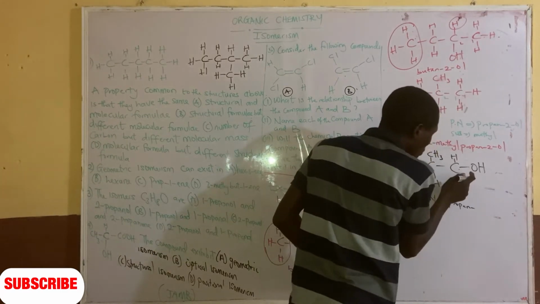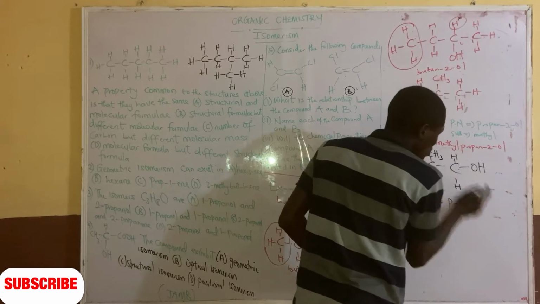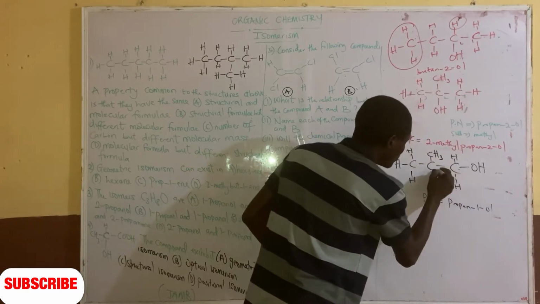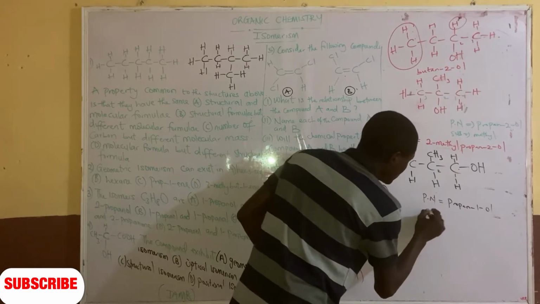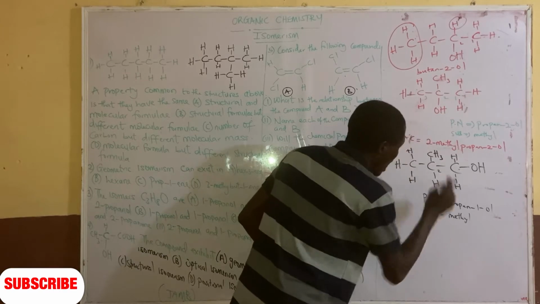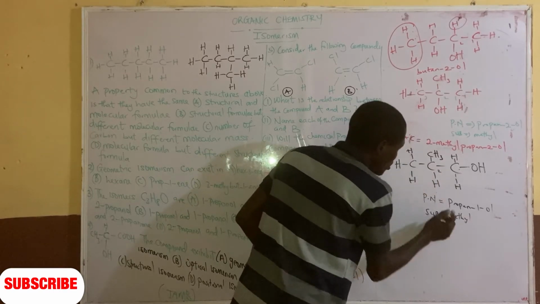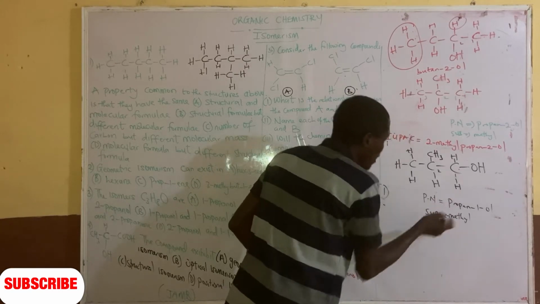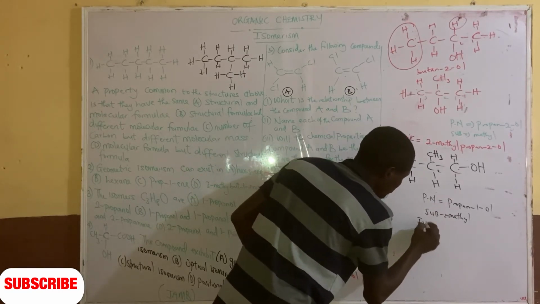Now, this OH is on position 1, so propan-1-ol. Now, the substituent here is methyl, and the position of that methyl is 2. So it's 2-methyl. Now, combining it together to have the IUPAC name, we have what?